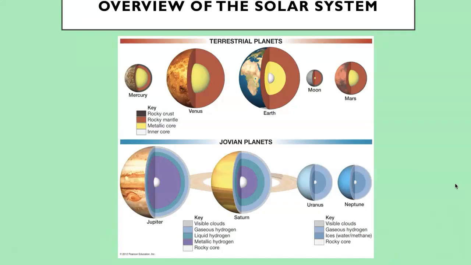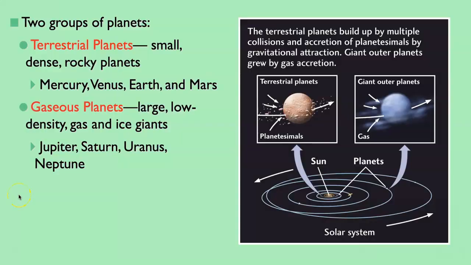Finally, how did the inner and outer planets form? We distinguish these two groups because they're quite different. Above, I have the terrestrial planets, which are closest to the Sun. And if you look at this key here, they're mostly rocky crust, rocky mantle, metallic cores. The Jovian or gaseous planets are shown here, and if you look at the keys, they're mostly gaseous hydrogen, and some strange things like liquid and metallic hydrogen, possibly with a rocky core. So these two groups are very different from each other, and this is because of how they formed.